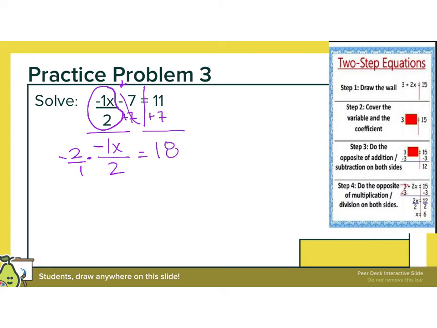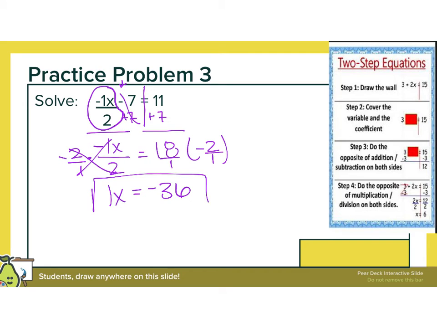On the other side, I'm going to multiply. You can still make it -2 over 1 if you want, but you don't really need the ones. These cancel out to be a positive 1x, because negative times negative is positive. And then 18 times -2 is -36. Final answer.